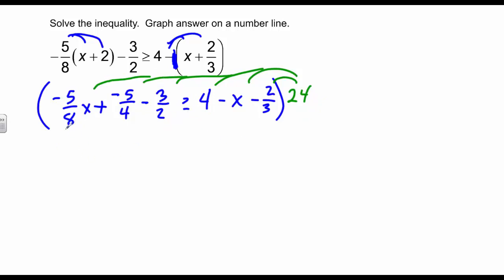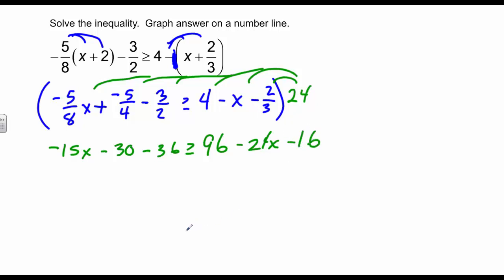You'll notice 8 and 24 reduced to a 3, so that's negative 15x. 4 and 24 reduced to a positive 6, so that's minus 6 times 5, which is 30. 2 and 24 reduced to a 12, so that's negative 3 times 12, which is 36. 4 and the 24 multiply to a 96. That's negative 24x. 3 and the 24 reduced to an 8, and 8 times 2 is 16, so that's minus 16. So now I'm going to combine my like terms on one side of the equation. This is negative 15x minus 66 greater than or equal to, that's 80 minus 24x.